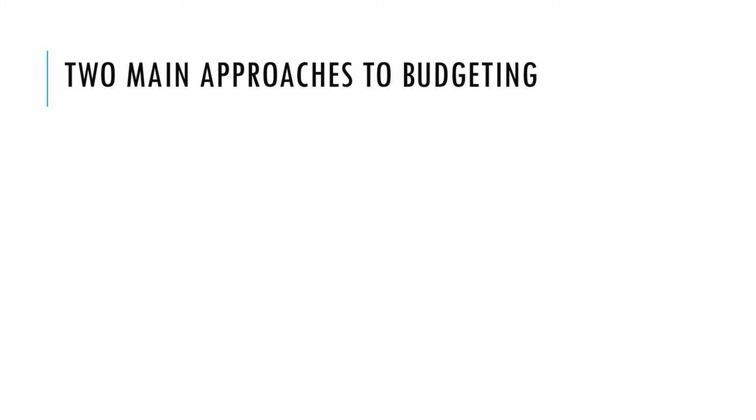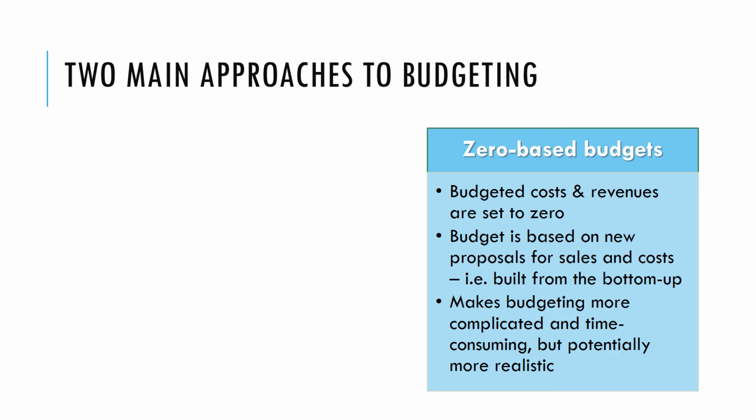The second approach is called zero-based budgeting. In this approach, all the budgets are set to zero and built up from scratch. So we don't look at what happened in the past. We think, what is our best estimate of what our budget should be? What are we expecting? What are we targeting for sales? What are we expecting? What are we targeting from costs?